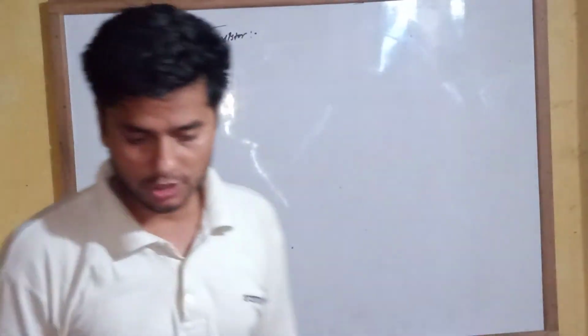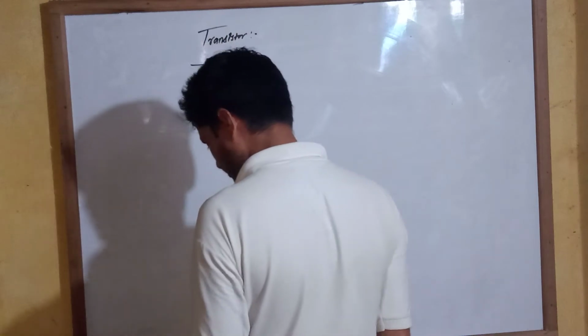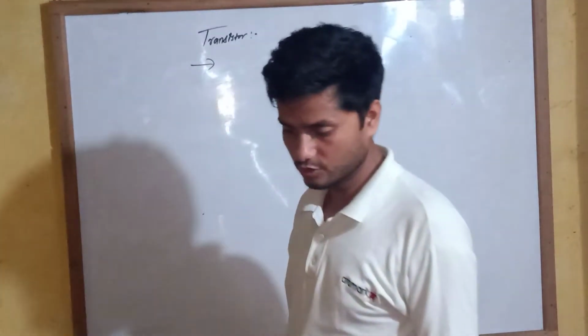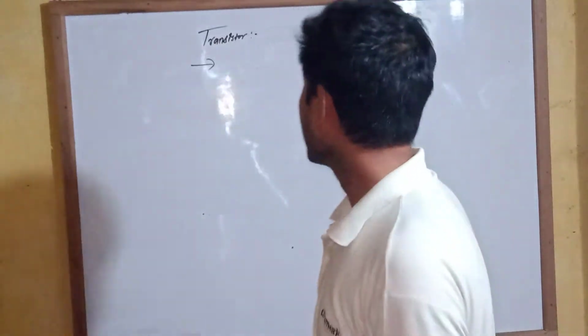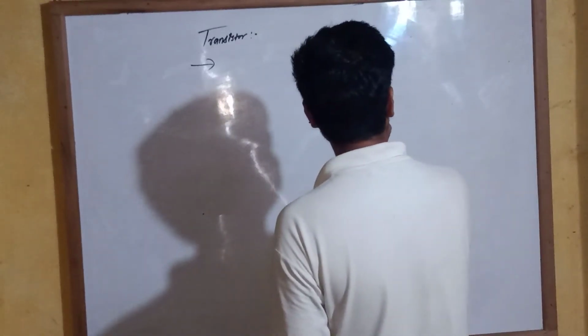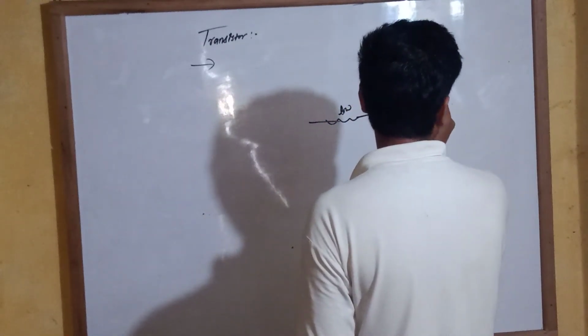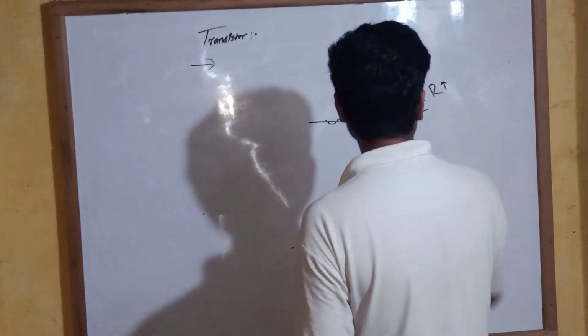Actually, a transistor is one kind of semiconductor device which allows a weak signal to pass from low resistance to high resistance. If we have one kind of resistance, here we have a wire, it is a low resistance, and here is also high resistance, and here is high resistance, here is low resistance.